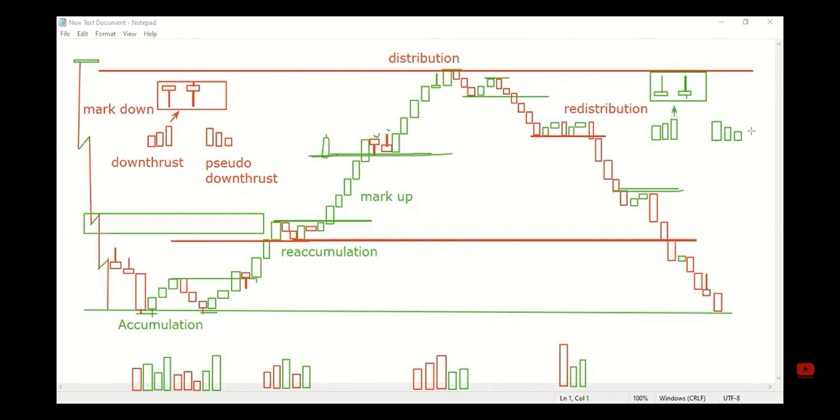This one and this one, any of these candlesticks. So, uptrend signal, and pseudo uptrend signal.